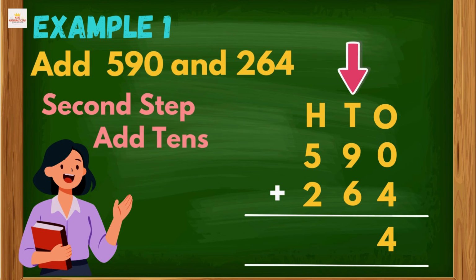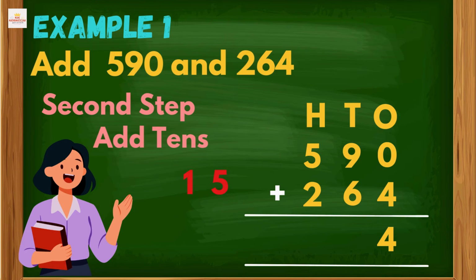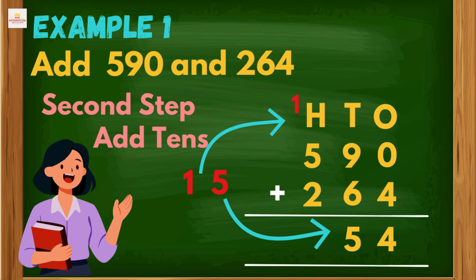The numbers in the tens place are 9 and 6. 9 plus 6 equals 15. Oh, that's a 2-digit number. What should we do? Excellent! We write 5 in the tens place and carry 1 to the hundreds place.